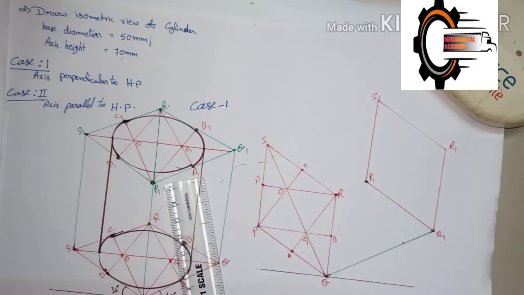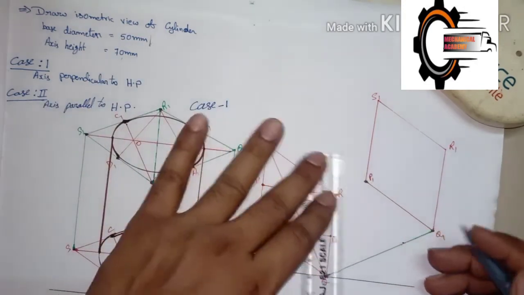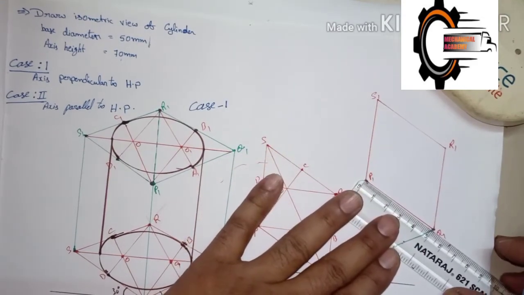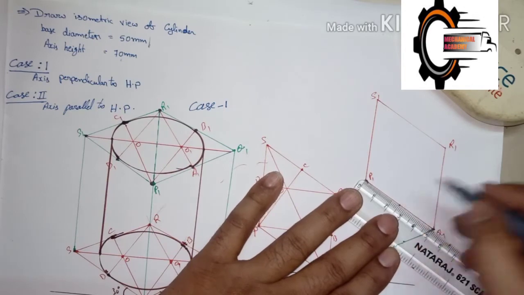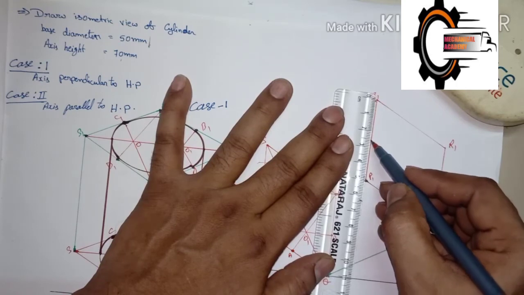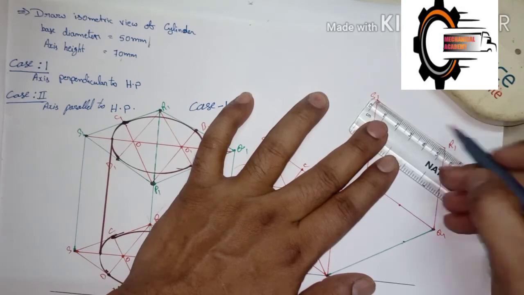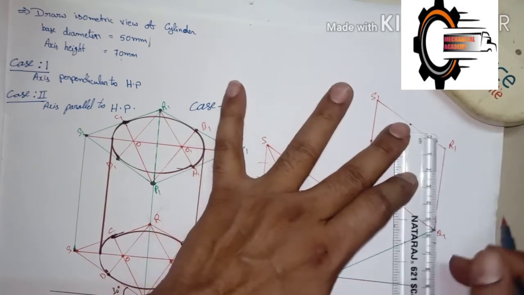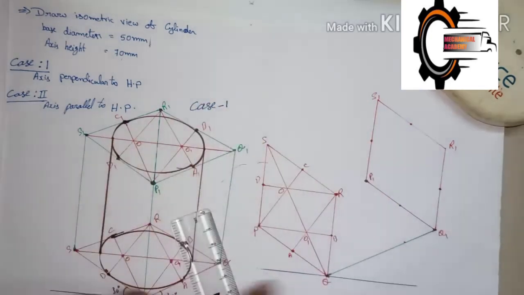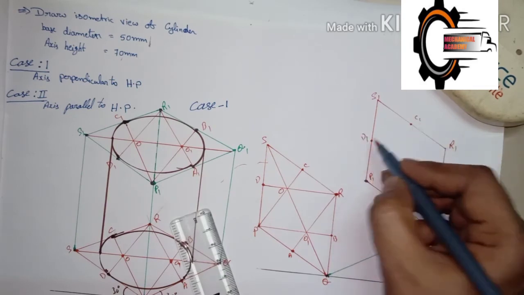Okay, next again we have to mark the points over here. For that we have to take the same midpoints here also. First of all mark the midpoints, that is 2.5. Here also 2.5, and here also 2.5 midpoint, and same as here also 2.5. Okay, so this is the A1, B1, C1 and D1.